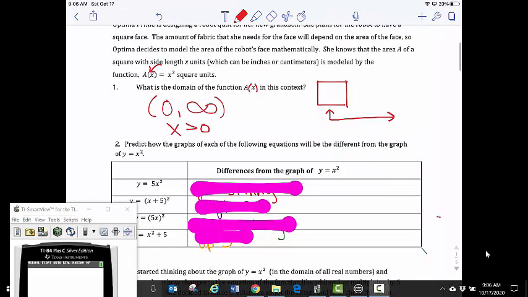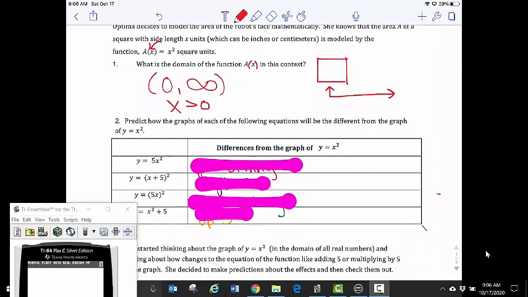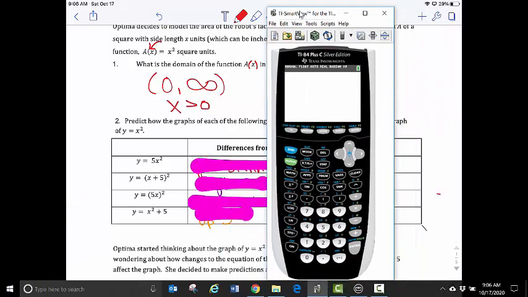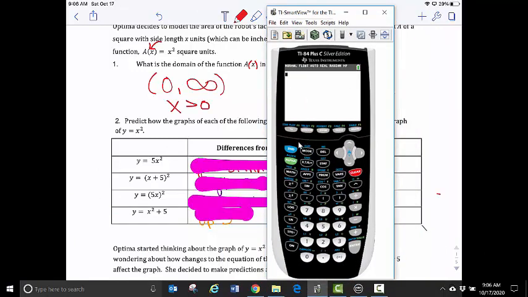Now it says, predict on the graphs of each of the following equations the differences from the graph of y equals x squared. So you will be using your calculator for this task, and what you can do is go to y equals and type these in. The original equation is x squared. This is the original equation that Optima has, and here it is.